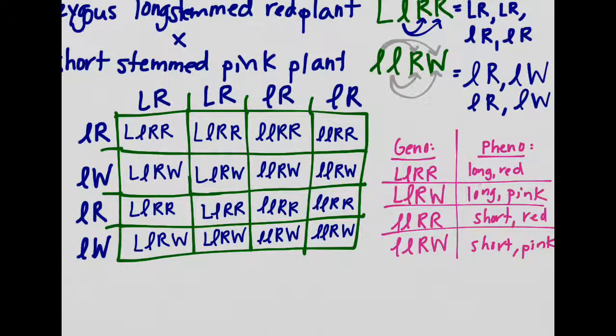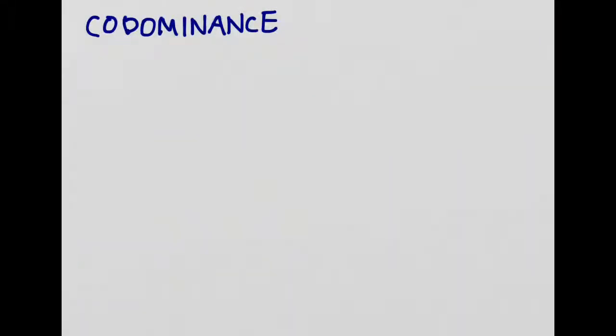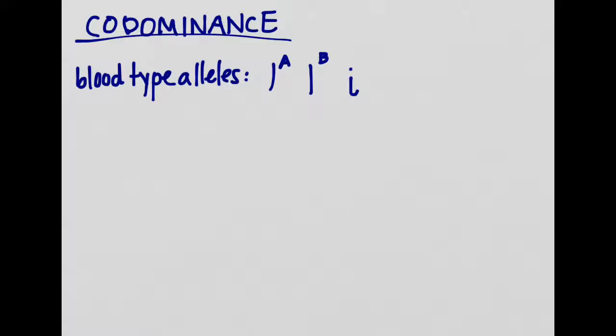Next up is codominance. And a really good example to use when talking about codominance is blood type. So there actually are 3 alleles that we use when we're determining blood type, and we write these alleles as I have written here: I with a little a above it, an I with a little b above it, or just a little i. Those are our 3 possible alleles. And the alleles I^A and I^B are going to be codominant, and the little i will be recessive.